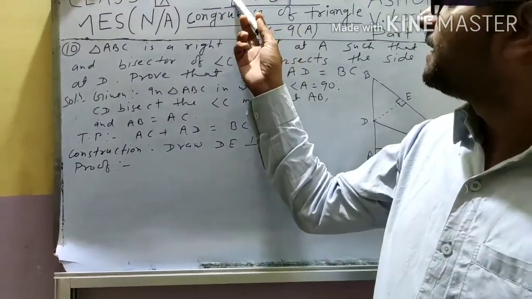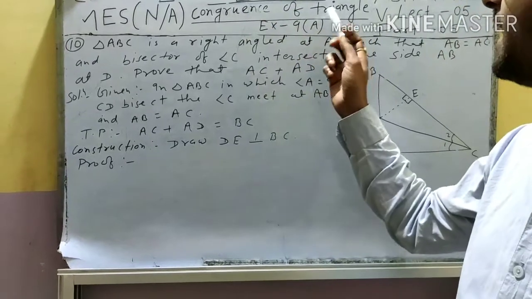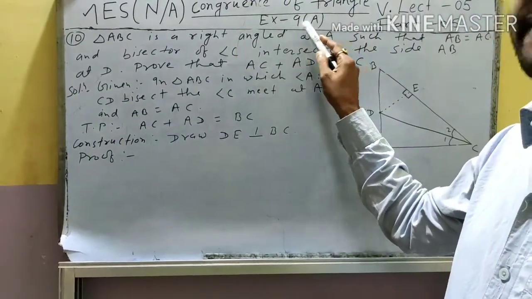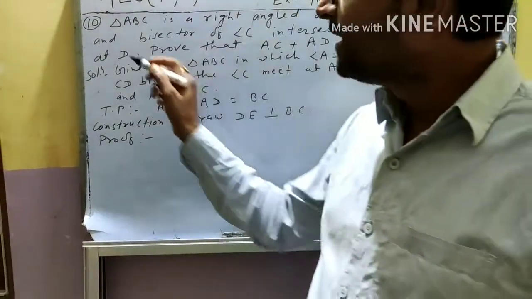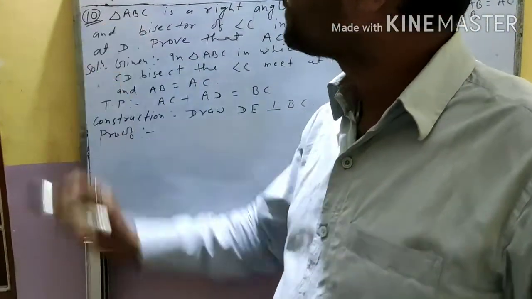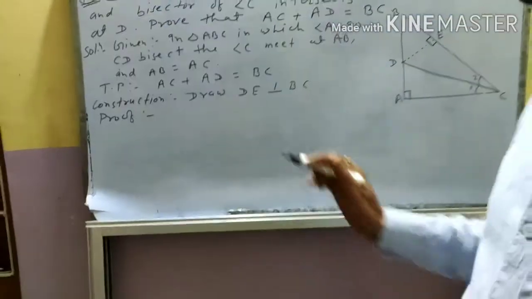Again, student, lesson 9, congruence of triangle and exercise 9A. This is video part 5, video lecture 5. Here, student, question number 10. Very interesting question here, student.